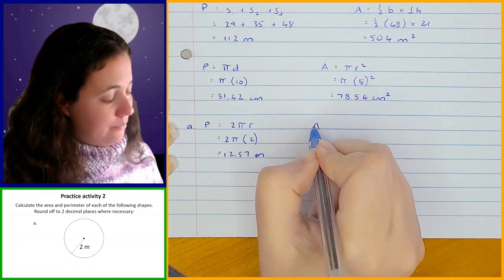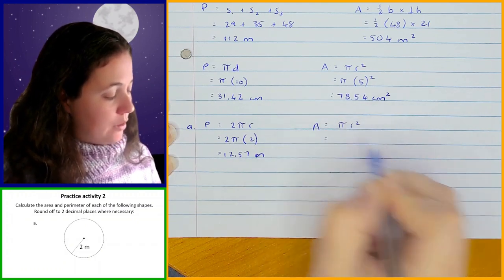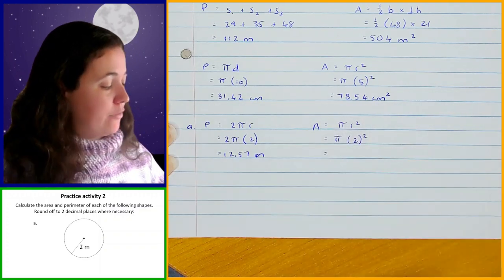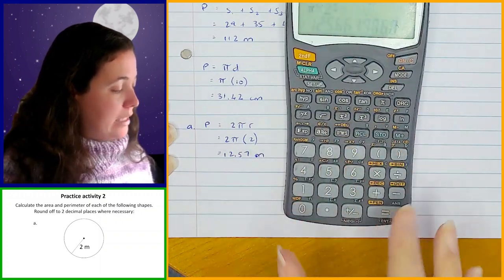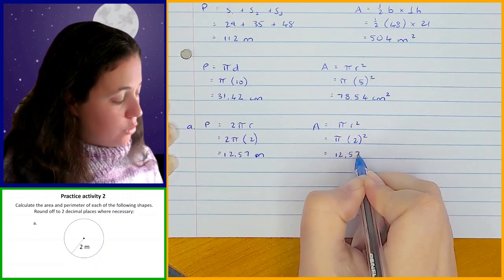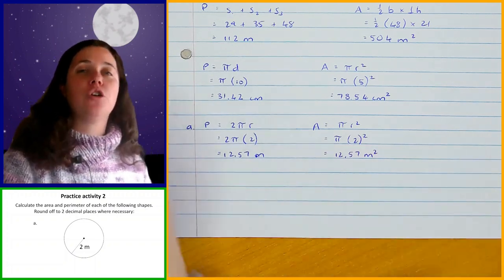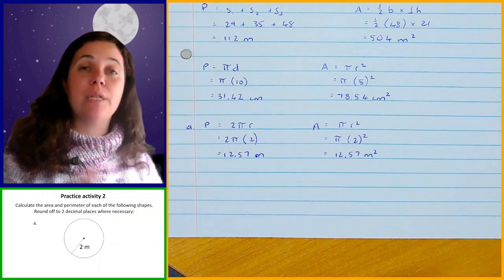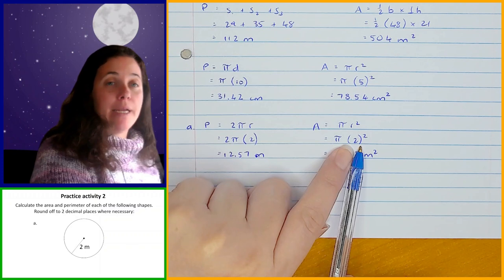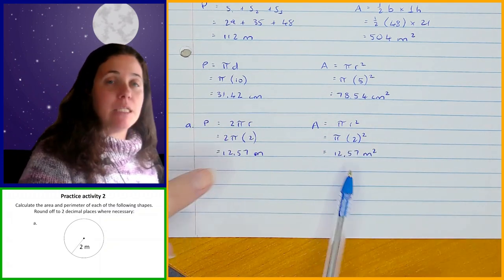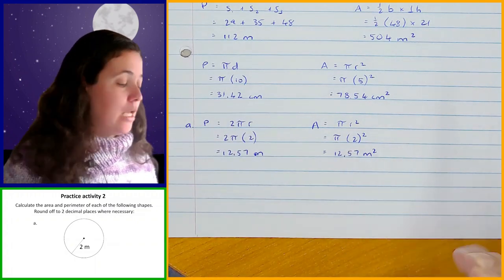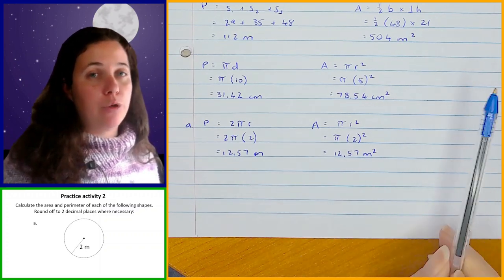Now, the area is pi r squared. Okay, so that's going to be pi times, again, the radius was 2 squared. So I've got pi times 2 squared, which is 12.56637. That's going to be rounded off to 12.57. And that's meters squared. Now, this is the one example of a circle where the perimeter, or the circumference, and the area will be the same as each other. Because if you look at it, 2 times 2 is the same as 2 squared. The only reason these work out the same is because of that, okay? Any other radius is going to give you different perimeter and area. But when your radius is 2, the perimeter and area are going to work out the same as each other.